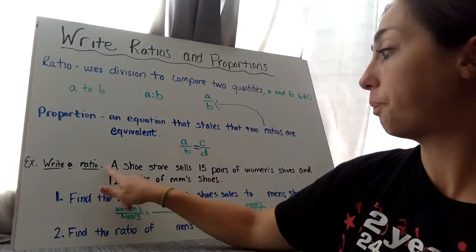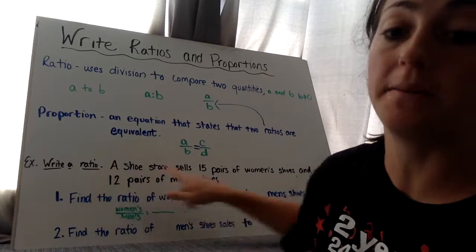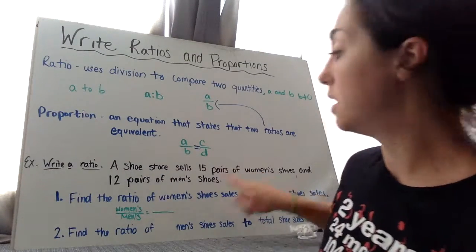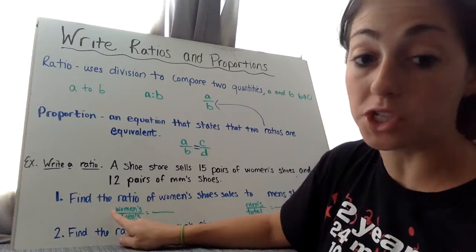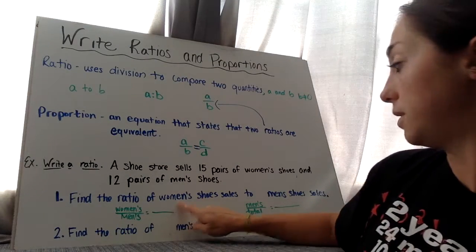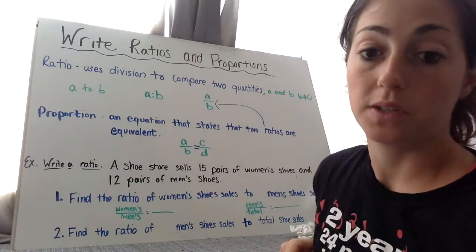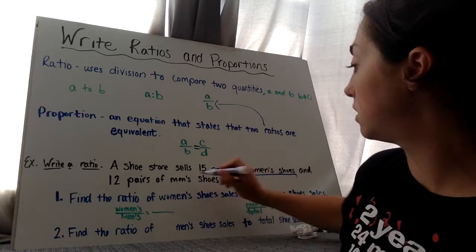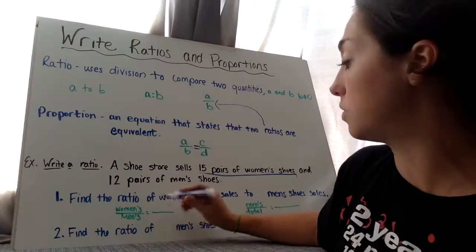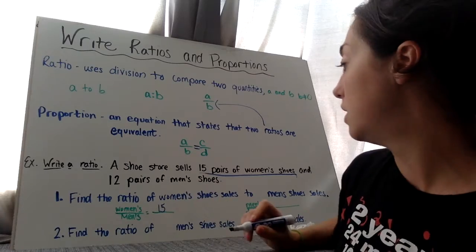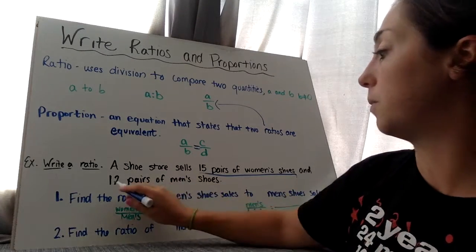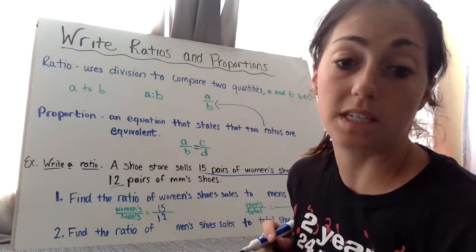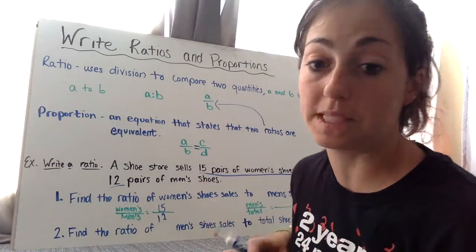Write a ratio. A shoe store sells 15 pairs of women's shoes and 12 pairs of men's shoes. So we want to first find the ratio of women's shoes to men's shoes. So first we got to find women's shoes. Where's that? 15 pairs of women's shoes. Women's came first, so that goes in my numerator, 15. To men's shoes. Well, what's that? 12 men's shoes. So it's 15 to 12. The ratio of women's to men's is 15 to 12.